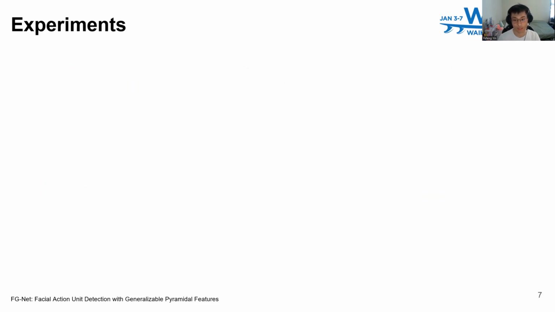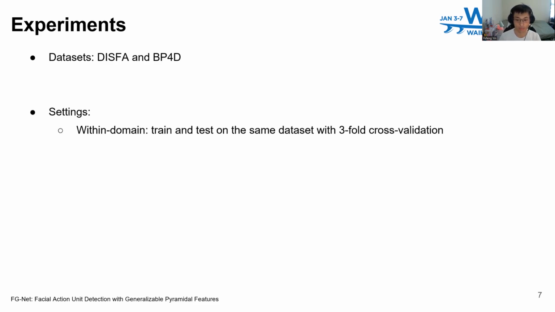As for the experiments, we select two widely used datasets for action unit detection, namely DISFA and BP4D. These datasets are captured from different subjects with different backgrounds as well as lighting conditions. We perform two different settings. The first one is within-domain evaluation on BP4D and DISFA. We follow exactly the same evaluation protocols as the previous studies. Both datasets are evaluated with subject-independent three-fold cross-validation. Specifically, we use 2 folds for training and 1 fold for validation, and we iterate 3 times.